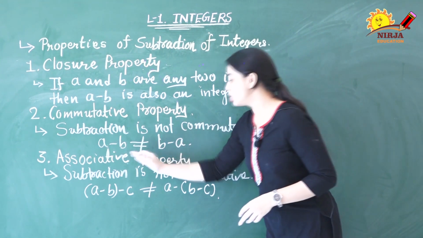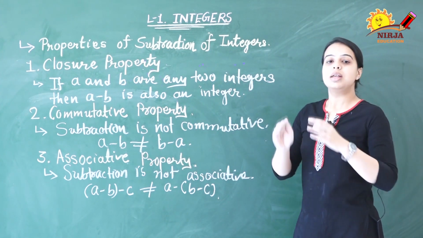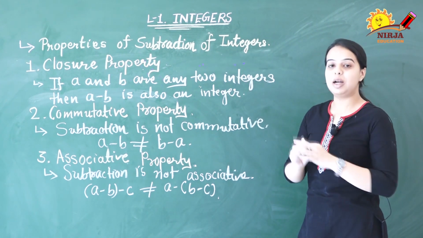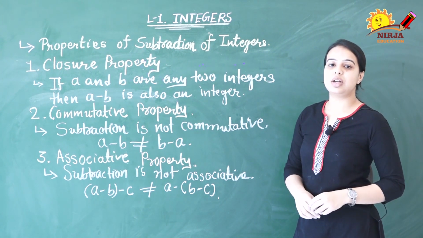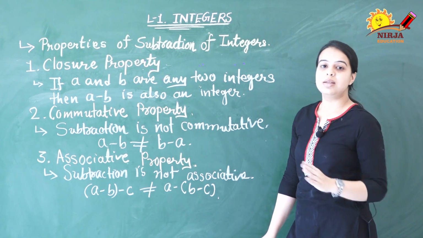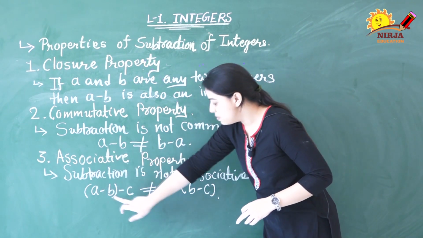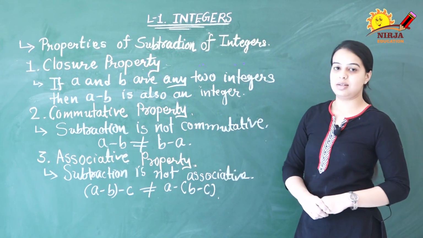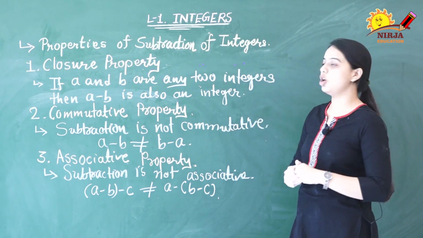And third one is associative property. For associative property also, subtraction is not associative for integers. That means if we change the order in which subtraction occurs for any three integers, the result will not be the same. In general, we can write like this: (a minus b) minus c is not equal to a minus (b minus c). So my dear students, these all are the properties of subtraction of integers.